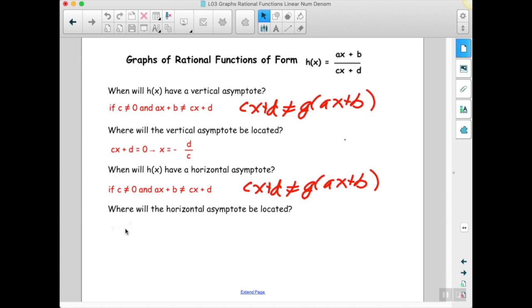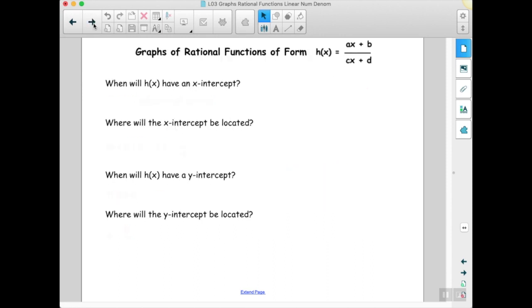Where is the asymptote going to be located? It's going to be located at A divided by C. That's kind of a review of what we did the previous day. And now I'll have you think about when will we have an x-intercept, where will it be located, when will there be a y-intercept, and where will it be located. So I'm going to recommend you pause now.